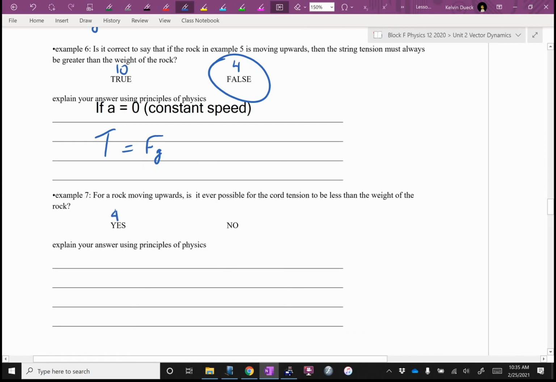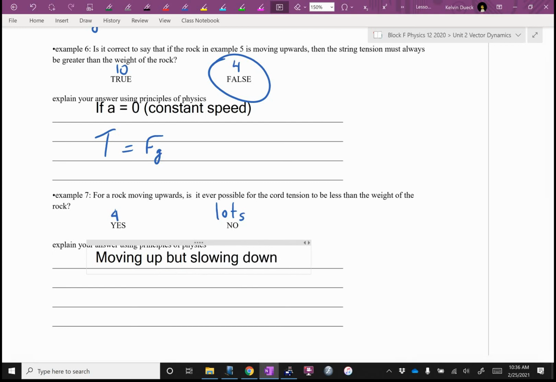Who says, no, it can't? Some of you aren't voting. I'll call you on it soon. Convince me. What are you defending? Yes or no? Yes. I agree with you. So, moving up but slowing down. If you're moving up but you're slowing down, what direction are you accelerating? Okay. A must, lowercase a, Mr. Dewick. A, stop doing that.